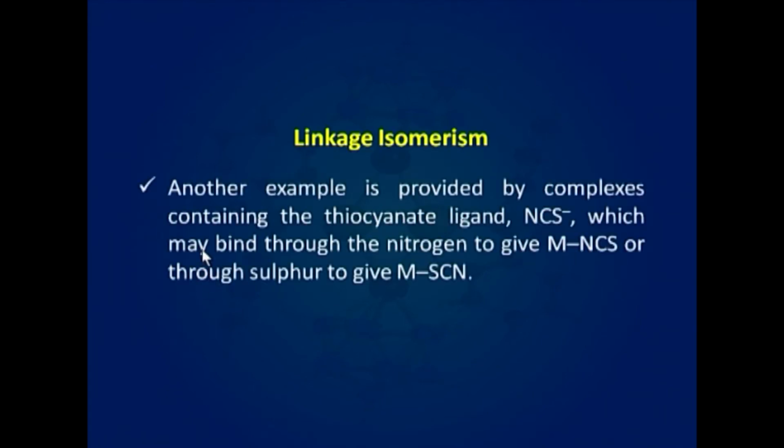Another example is provided by complexes containing the thiocyanate ligand, NCS-, which may bind through the nitrogen to give M-NCS, or through sulfur to give M-SCN. When it is attached through sulfur, it is named as thiocyanato, and when it is attached through nitrogen, it is named as isothiocyanato.